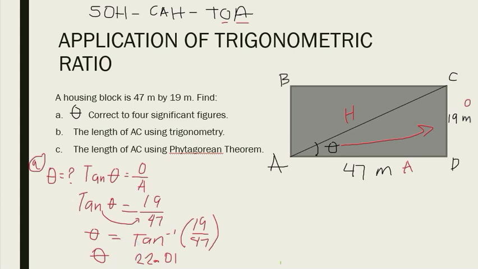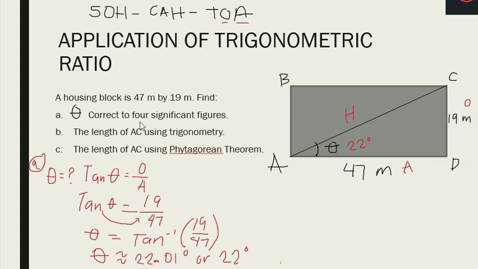Let me write that down again. So it's approximately equal to 22.01 degrees. Don't forget, when it's theta, it's degrees, or you could just write 22 degrees. So by that, we already know the theta. Therefore, we know the theta to be 22 degrees.